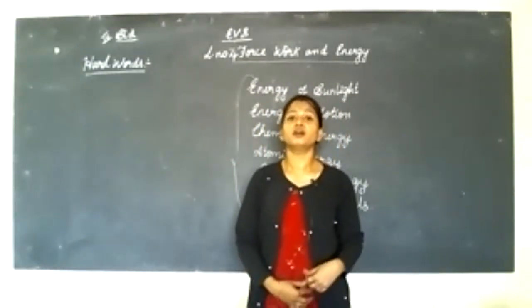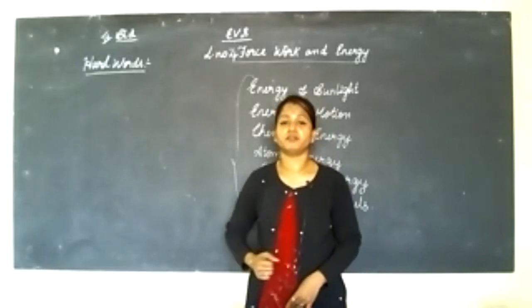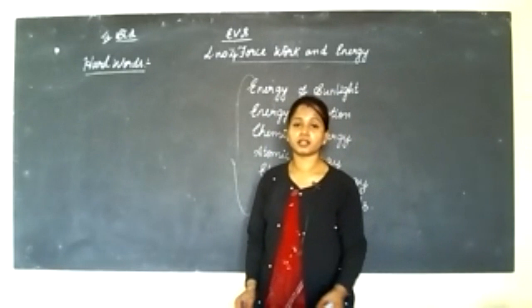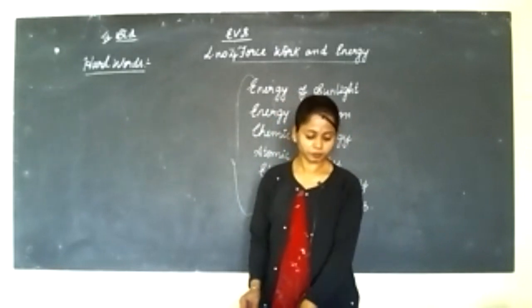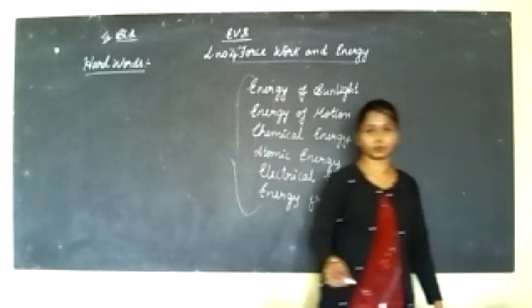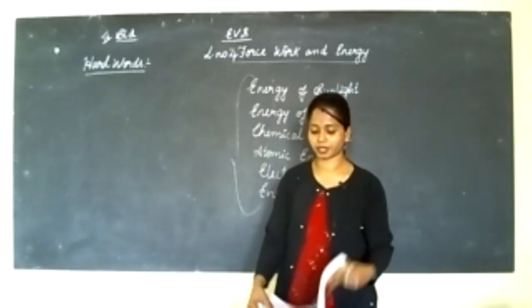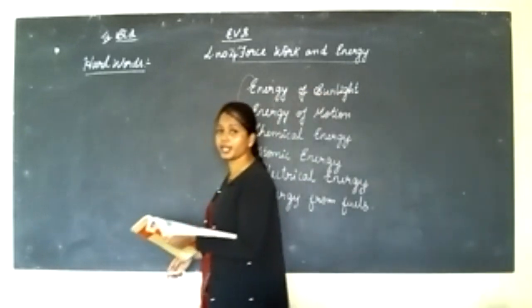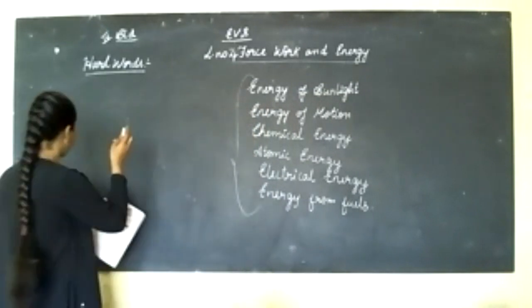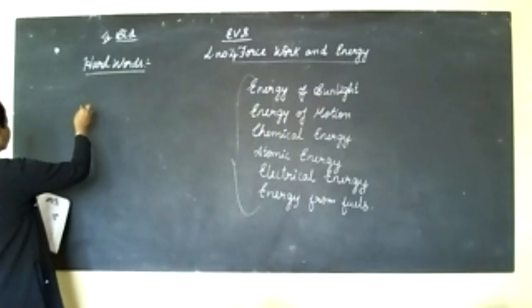Now take out your EVS homework book. I'll give some hard words. Write each five times. And the classwork you will be getting soon. Try to complete it fast. Write today's date and day and write the hard words. I'll write the hard words here. You can copy them down.